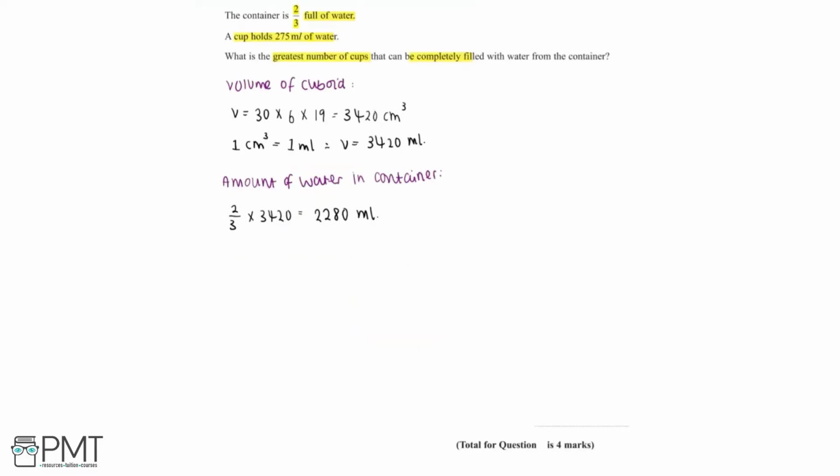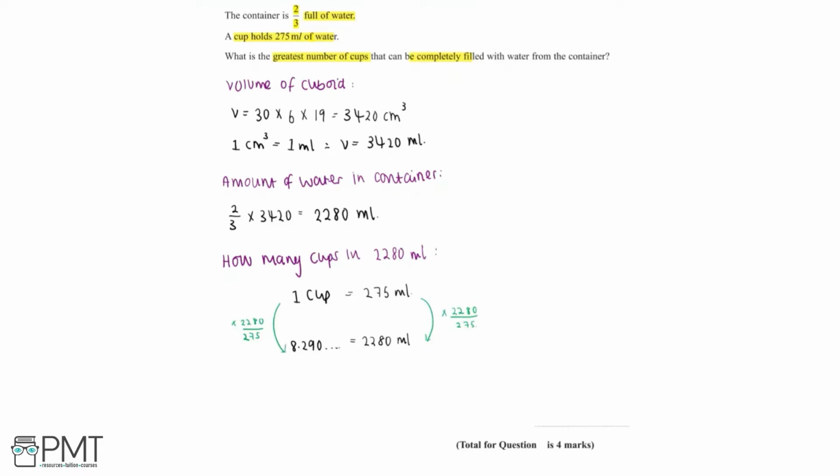And now the next thing that we need to do is to find out how many cups are in 2,280 milliliters of water. Well, we know that 1 cup contains 275 milliliters of water. And so to get from 275 milliliters to 2,280 milliliters, we multiply by 2,280 over 275. And so doing the same thing on both sides, 1 multiplied by 2,280 over 275 is equal to 8.290. So in 2,280 milliliters, we can fill 8.290 cups of water.